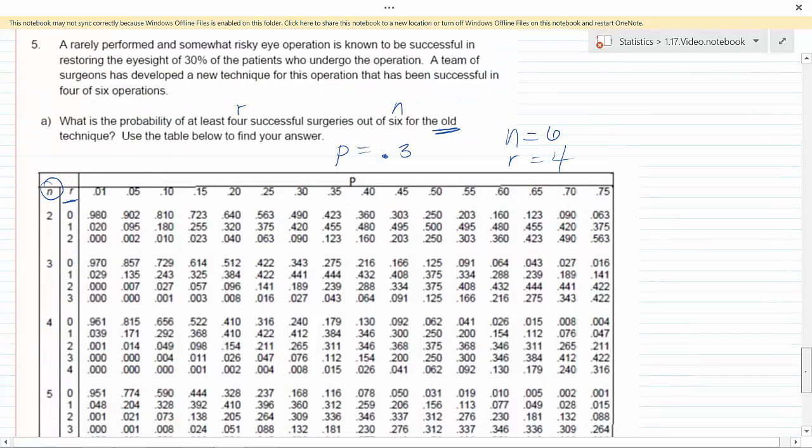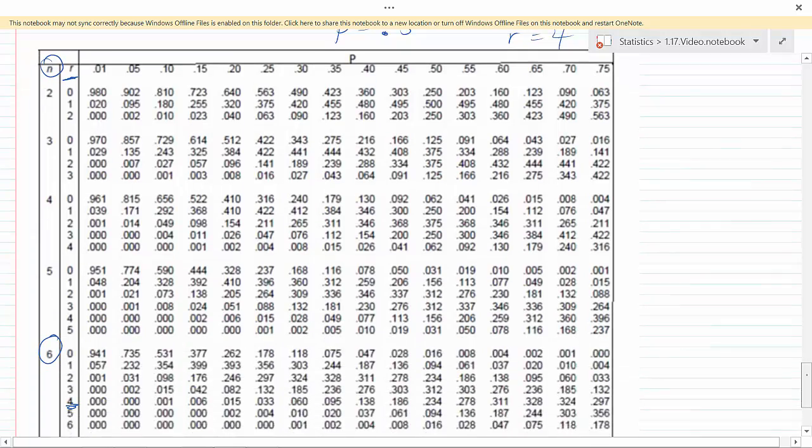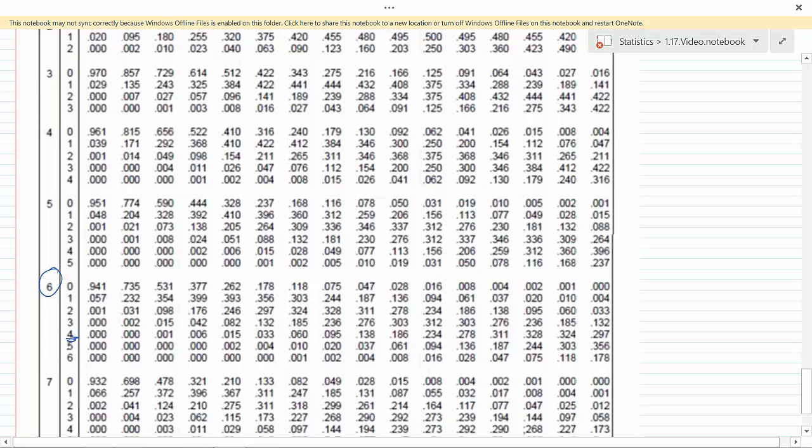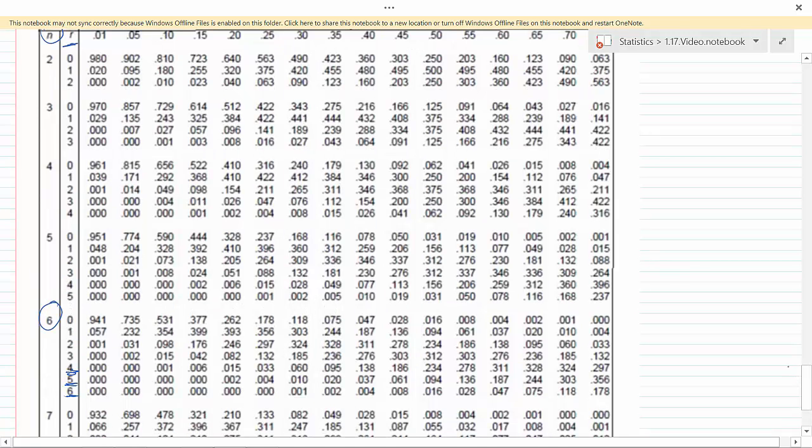And notice the language here. It says at least 4 successful surgeries. So at least 4 successful surgeries also means that it could be 5 or it could be 6 of these surgeries that are successful. If I compare to my probability of success up at the top of 30% and go down, I see the probabilities that I'm looking at are 0.06, 0.01, and 0.001.